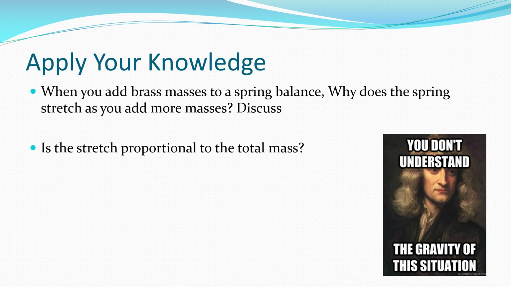When you add brass masses to a spring balance, why does the spring stretch as you add more mass? Basically, as you add mass, the gravitational force increases. Even though the mass of the Earth is constant, the mass on the spring is increasing, which will increase the force of attraction between it and Earth. Is the stretch proportional to total mass? For the most part, stretch is proportional to force, but obviously we start to run into the limitations of how springs work.